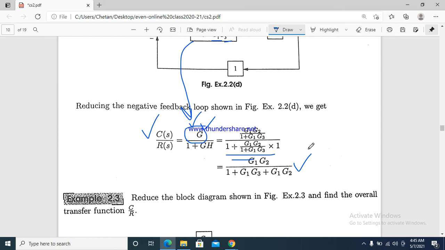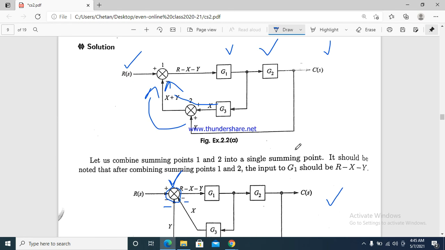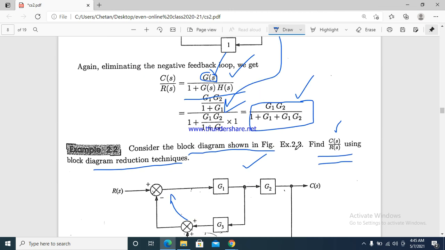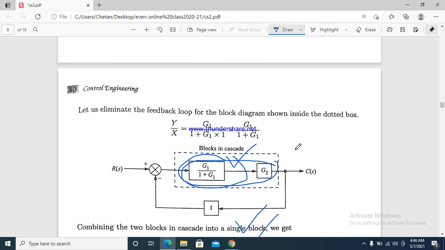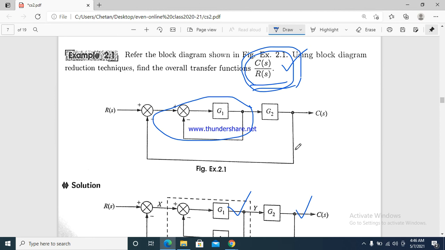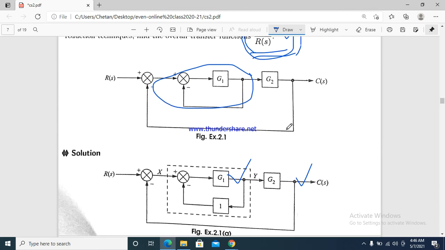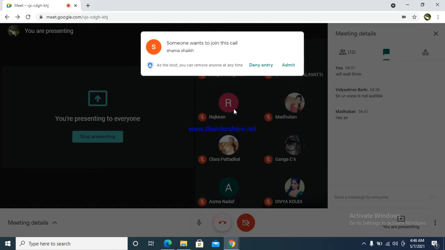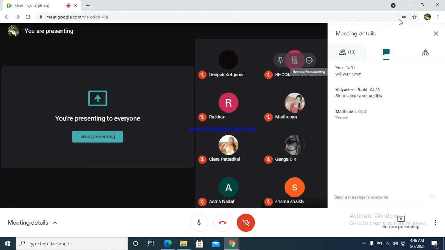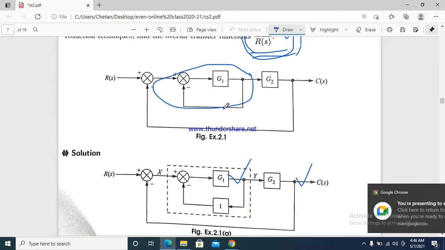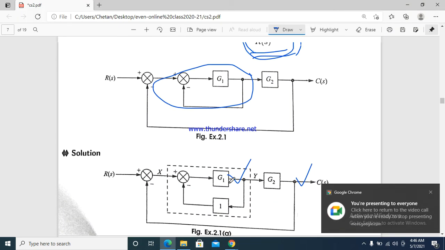I hope this problem is clear for you all. Once again I will explain this if you are having any doubt. This is the block diagram. Here in this case they have not mentioned any H of s. If they have not mentioned any H of s, it means in place of H of s you should consider 1.